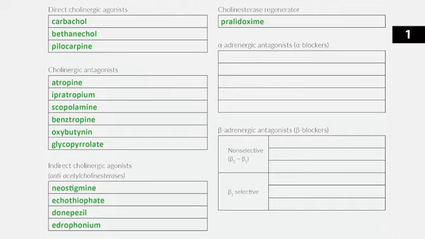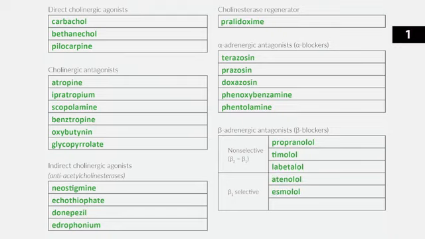The alpha blockers are the zosins, so terazosin, prazosin, and doxazosin. And then the non-selective alpha blockers include phenoxybenzamine and phentolamine. Then for the beta blockers, the non-selective beta blockers listed here are propranolol, timolol, and labetalol. And remember, labetalol is both a beta and alpha blocker, but it's a much stronger beta blocker than alpha blocker. And then the beta-1 selective beta blockers include atenolol, esmolol, and metoprolol. Now we're ready to move on to the lecture.